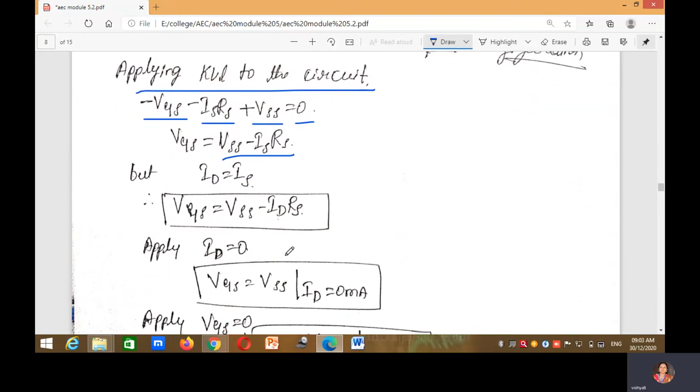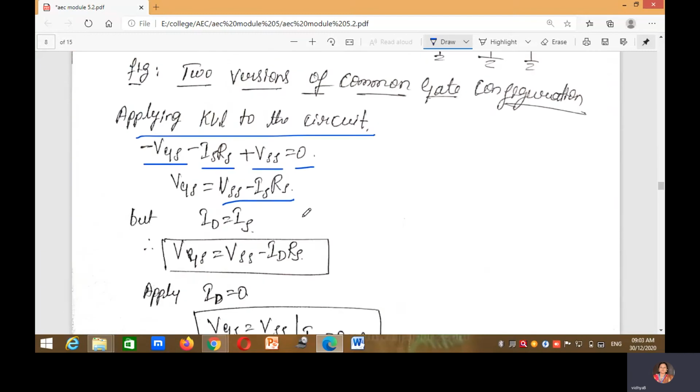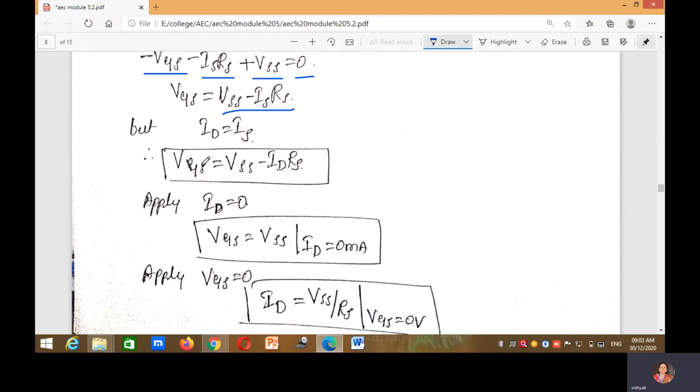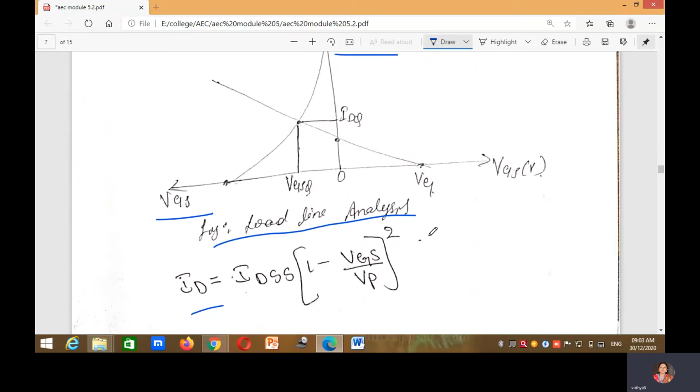Applying ID is equal to 0, on the input side we won't consider the drain current. So when you consider ID is equal to 0, VGS is equal to VSS, that is ID equal to 0 milliamps. This is for ID is equal to 0, and this is for VGS is equal to 0. If VGS is equal to 0, you will get ID equal to VSS divided by RS. The same thing you need to apply for this also.